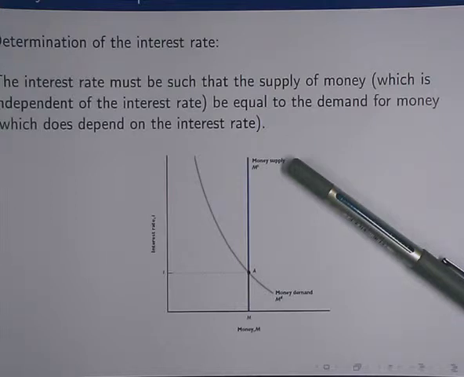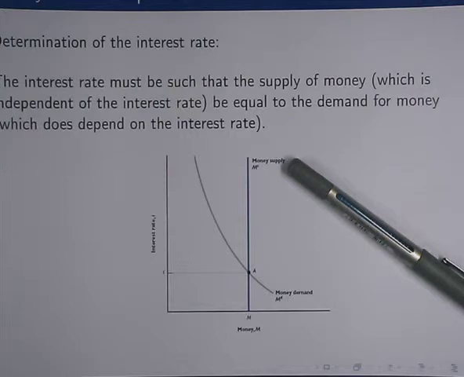But there's one point where these two things are exactly the same. That's this point A. Only at this point are the demand and the supply the same. And what comes out of here is an interest rate where the money market is cleared. So here's demand equals supply.